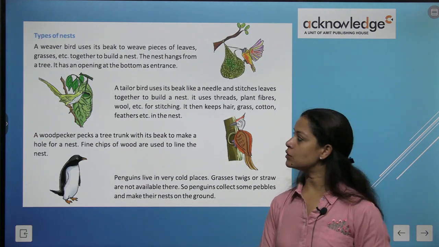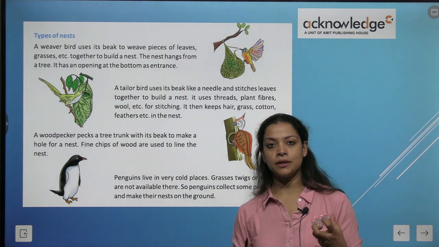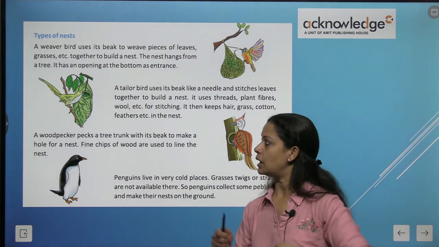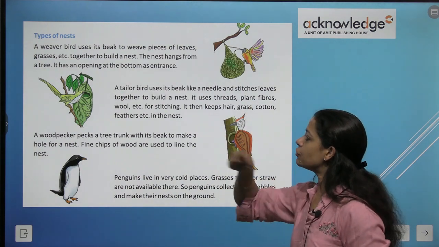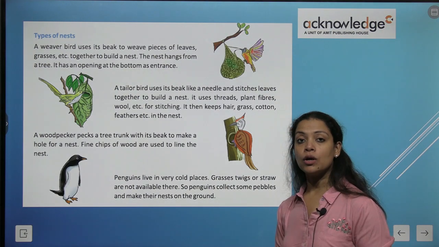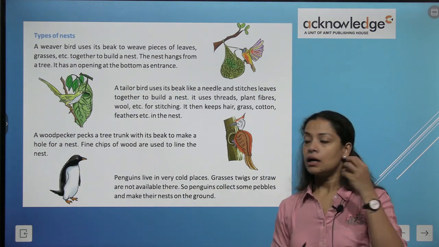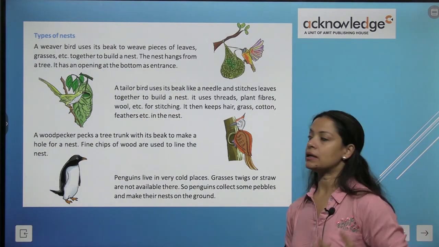Then we have types of nests. A weaver bird. What does weaver mean? Weaving means to weave, silna. A weaver bird uses its beak to weave pieces of leaves, grasses, etc. together to build a nest. Now, what do they use? They use these kinds of pieces of leaves and grass and they weave it to make a nest.